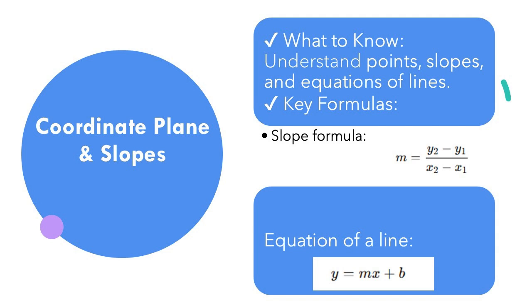Equation of a line. y equals mx plus b, where y is the dependent variable, the output. m is the slope of the line. x is the independent variable, the input. b is the y-intercept, the point where the line crosses the y-axis. This is the slope-intercept form, where m equals slope, b equals y-intercept, where the line crosses the y-axis.